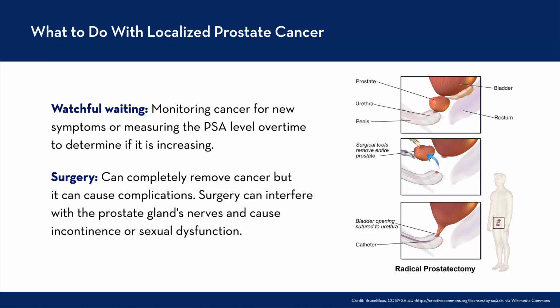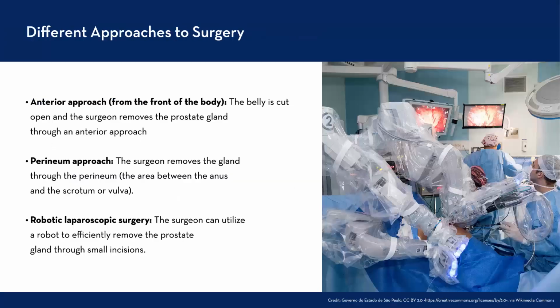Surgery can cause complications. It can interfere with the nerves that are surrounding the prostate gland, and this can lead to various problems such as incontinence or sexual dysfunction, such as the loss of erectile ability or other sexual functions as a consequence of nerve interruption. So surgery can be a difficult decision for a man to consider.